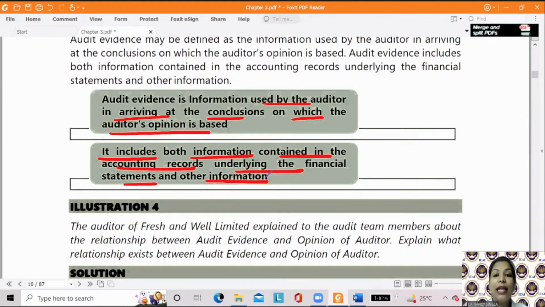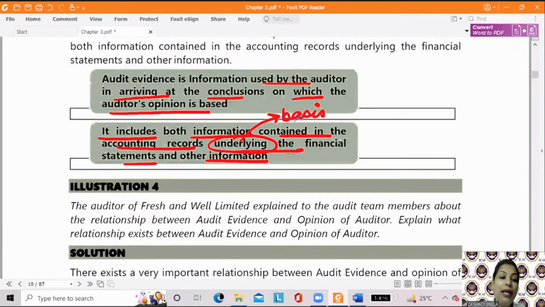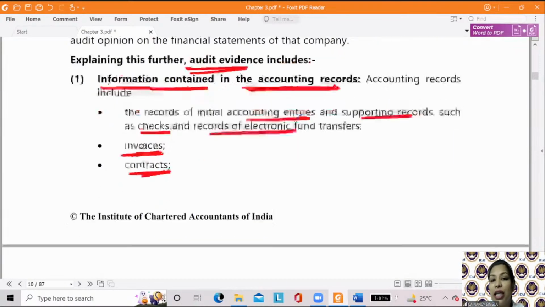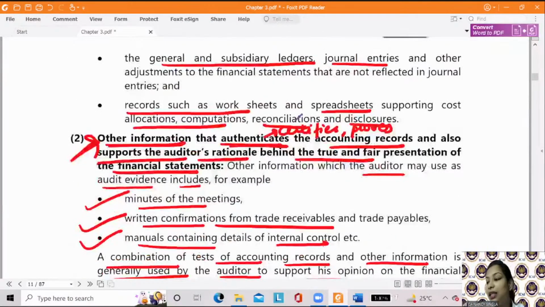Accounting records underlying the financial statement, मतलब जो भी आपके financial statement prepare करने में accounting records use हुए हैं. Underlying is which are the basis of preparation of financial statement. अब financial statement आपकी general entries, ledgers के basis पे बनता है ना. So these are accounting records underlying the financial statement and other information. Now, what all is included in information contained in accounting records and other information? I hope it is clear now.